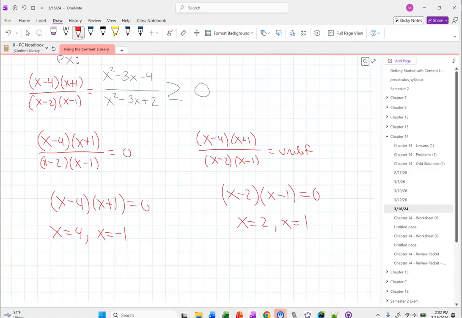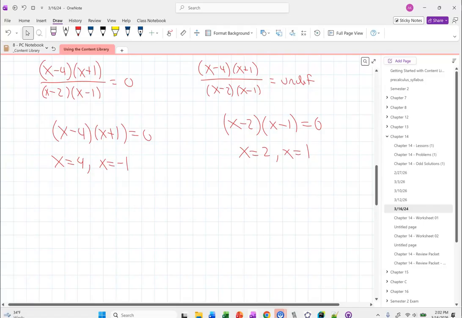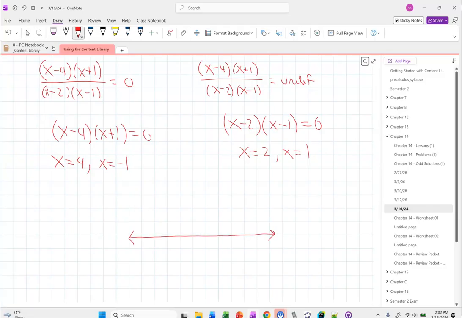Everybody so far so good? All right, let's draw our number line. What numbers are going to go on our number line? I'm going to need -1, +1, +2, +4.